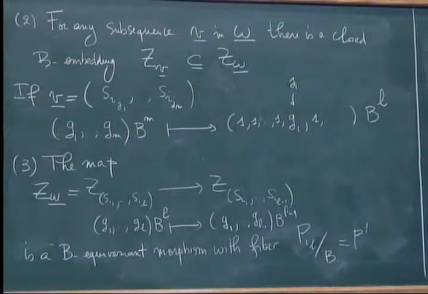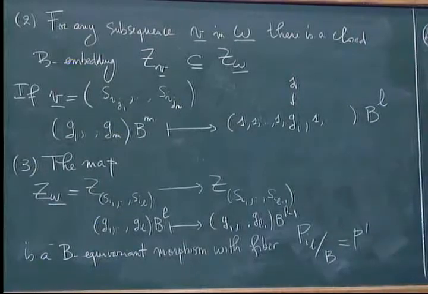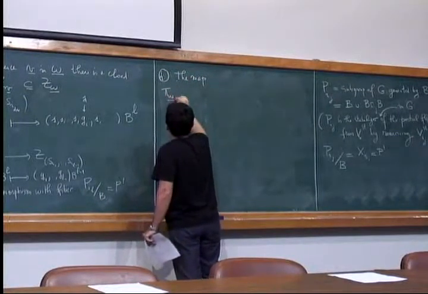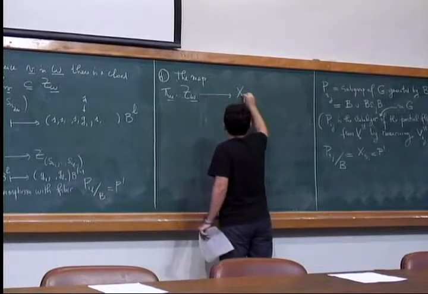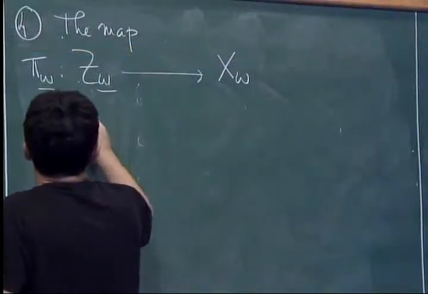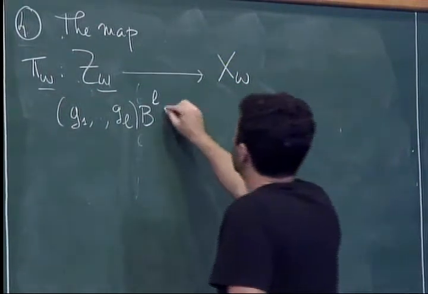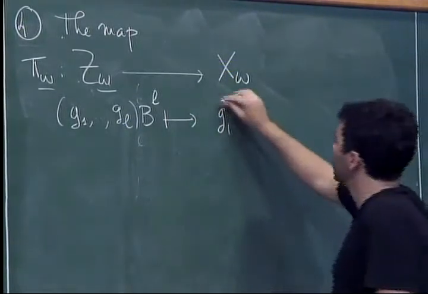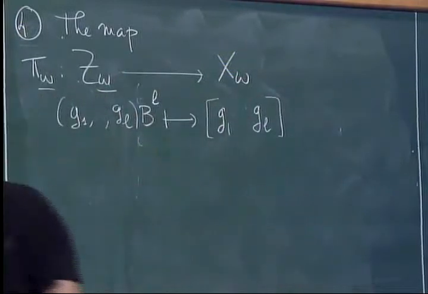So maybe more interesting. Now we are going to consider the product map, pi omega, from Z omega to X omega, the Schubert variety, that maps G1 up to GL in B to the power L to the product of G1 up to GL, the class in this variety.